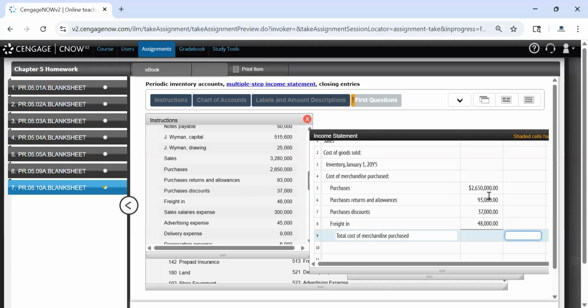So if we take our purchases of 2,650,000, we deduct our purchase returns and allowances, our purchase discounts of 37,000, and then we have to add our freight in cost of 48,000 because that's an additional cost of getting this inventory. As you can see here, the total cost of merchandise purchased is 2,568,000.